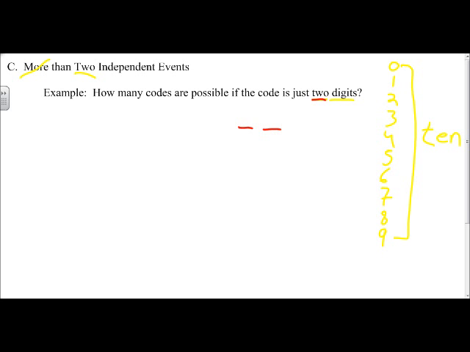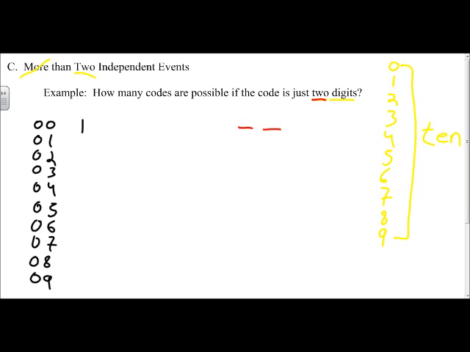So instead of doing a tree diagram, we're going to use an exhaustive diagram. We'll just write it all out in kind of an array. So we'd say that there's 0, 0, or 0, 1, 0, 2, all the way down, looking at all of the codes that start with a 0. 0, 7, 0, 8, and 0, 9. So all the codes that start with 0 would look like this.